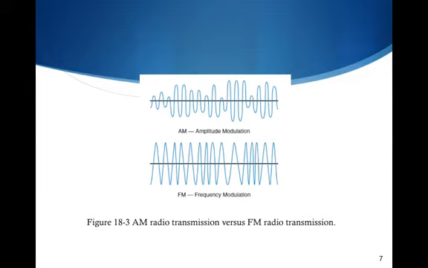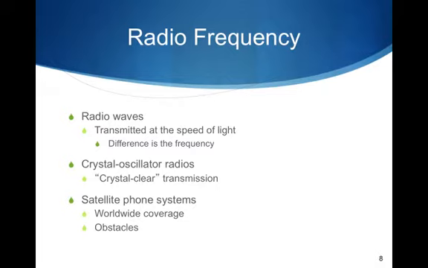And these are figure 18.3, AM radio transmissions versus FM radio transmissions. Amplitude modulation is on top, with variations, and then frequency modulation, which is speed. Radio waves are transmitted literally at the speed of light. The differences in the radio waves is the frequency, and this is measured in hertz, or cycles per second.